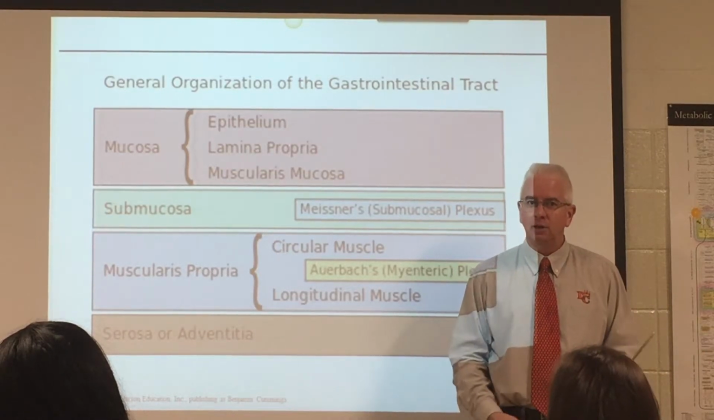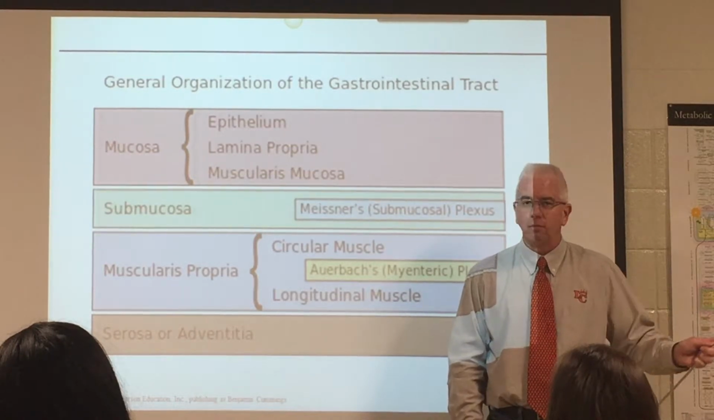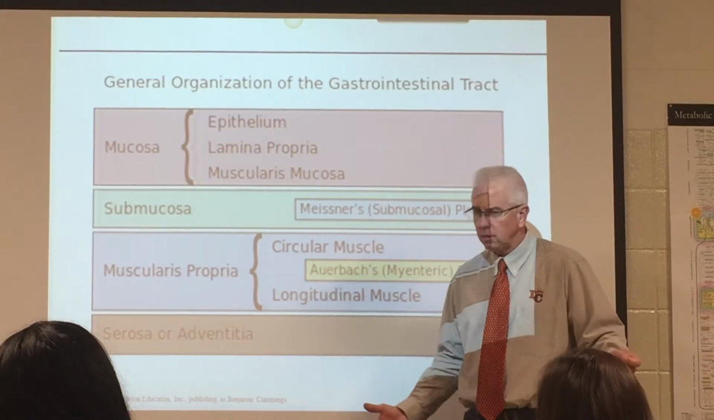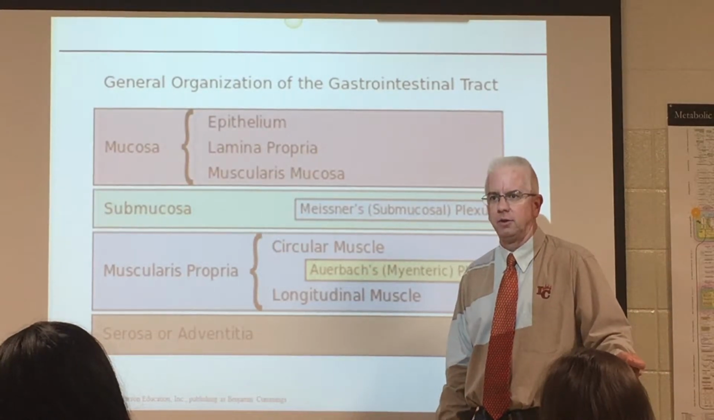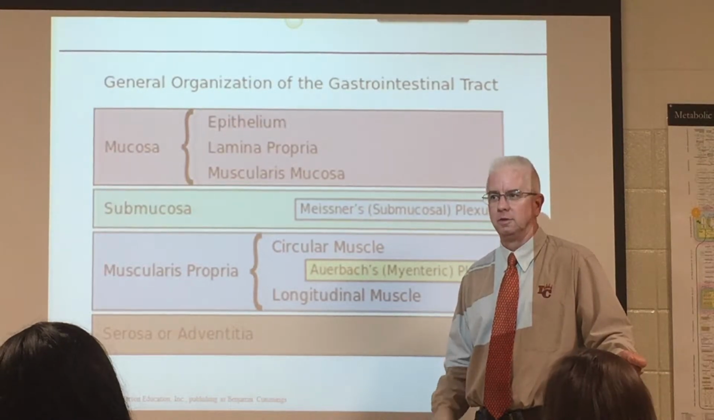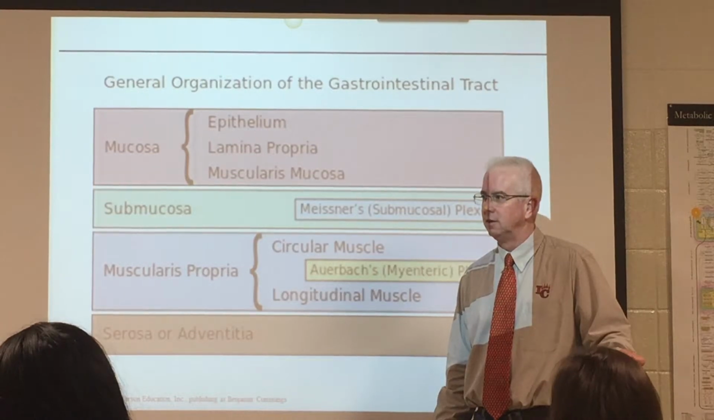Now that net is actually nervous tissue. These are neurons in that net. And they're stimulated, these neurons in that net are stimulated by acetylcholine and norepinephrine and other chemical messengers. But I said those two on purpose. Why do I say acetylcholine and norepinephrine when I talk about the nerve nets?